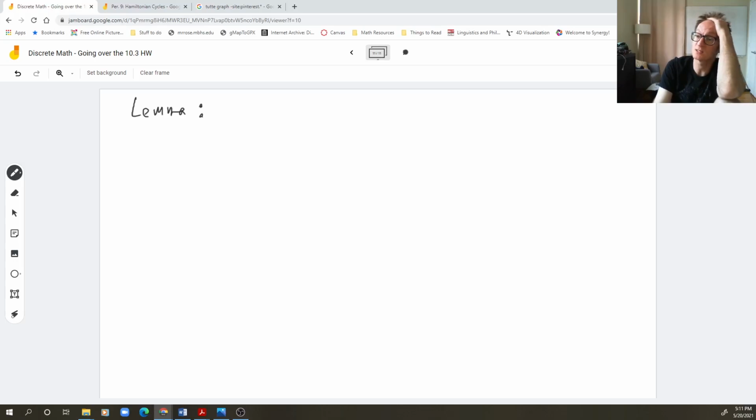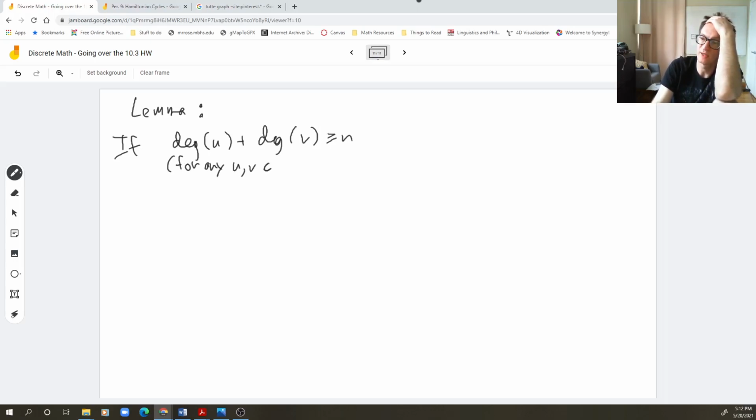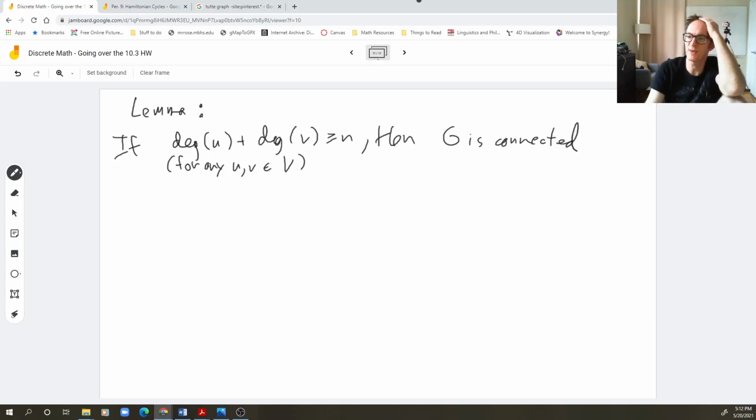This theorem in its standalone version. Lemma. Suppose that the degree of u plus the degree of v is greater than or equal to n for any u and v in the set of vertices. Then G is connected. Okay, this is a nice little exercise. Let's see if I can just do this without any preparation. I bet I can.